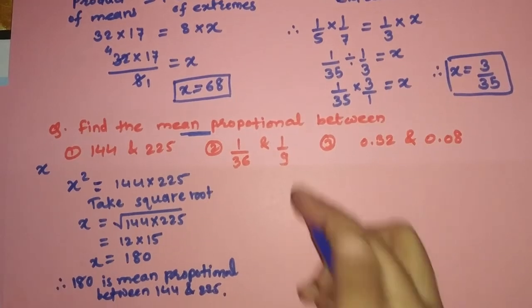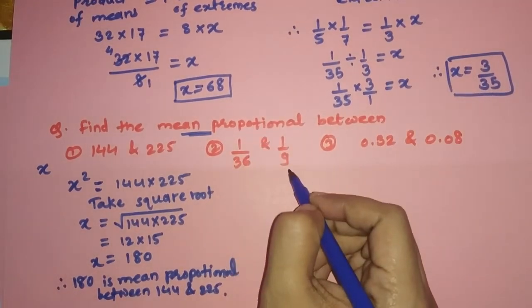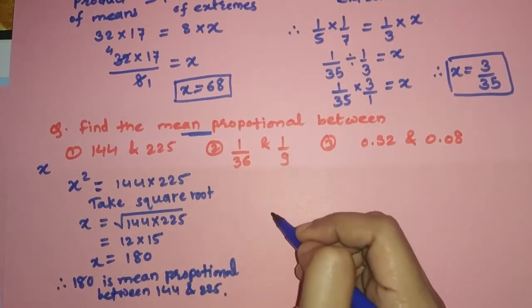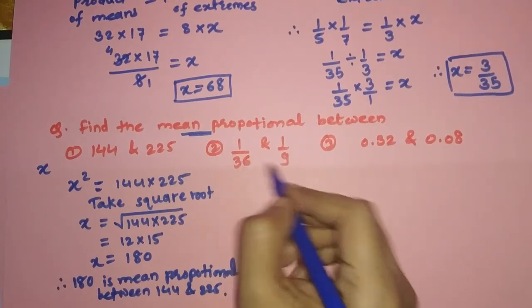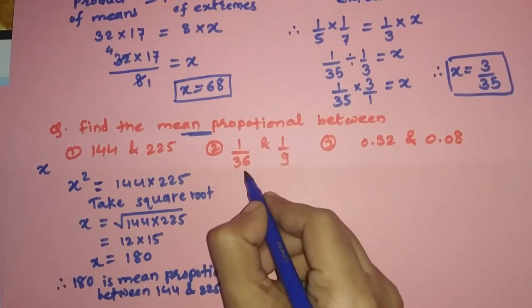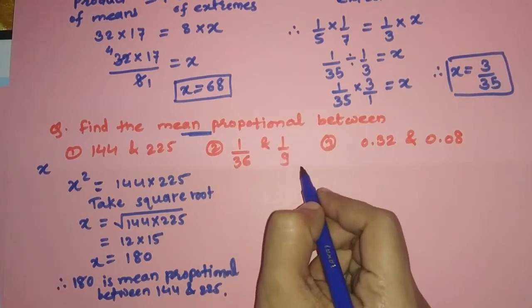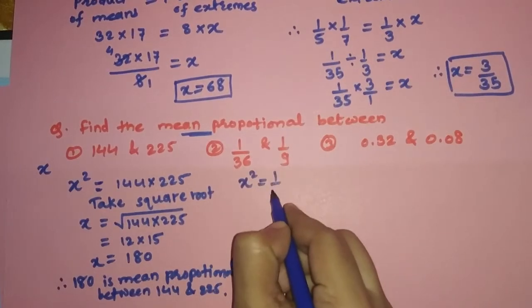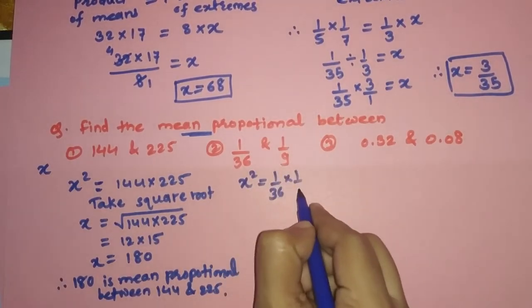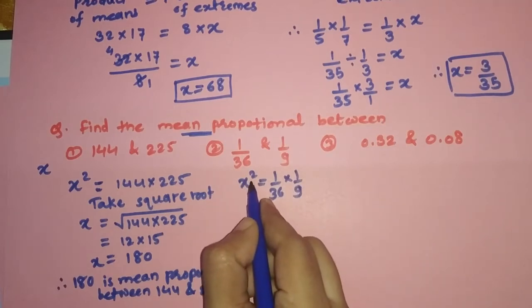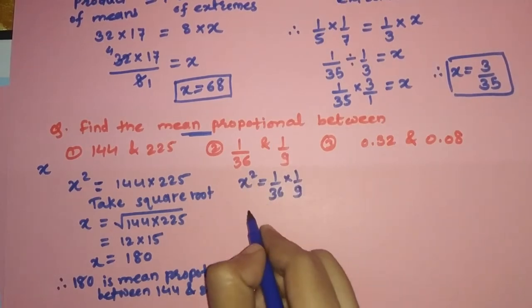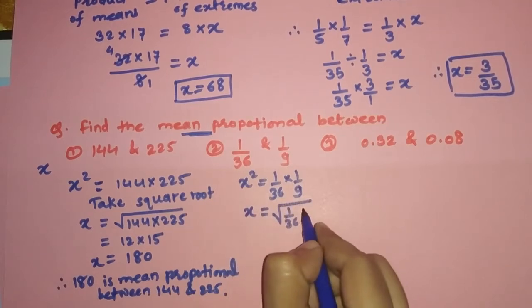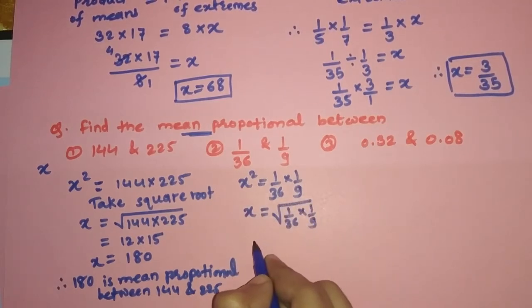So now we'll go for the next one, 1 by 36 and 1 by 9. So friends, we'll find out here. Again, here also you can consider x is what? Mean proportional between them. And these are what? First and third. So we'll write down here x square is equal to 1 by 36 multiplied by 1 by 9. So in order to find only x variable, we'll take a square root of this. So we'll keep them in a square root: 1 by 36 multiplied by 1 by 9.